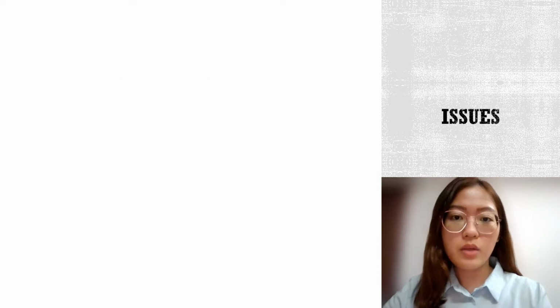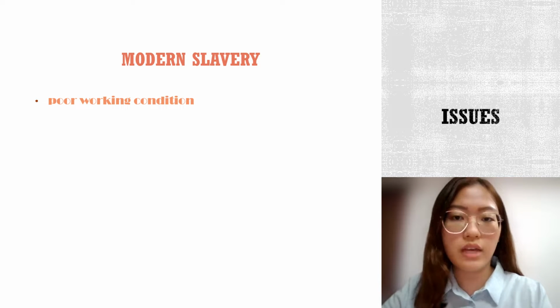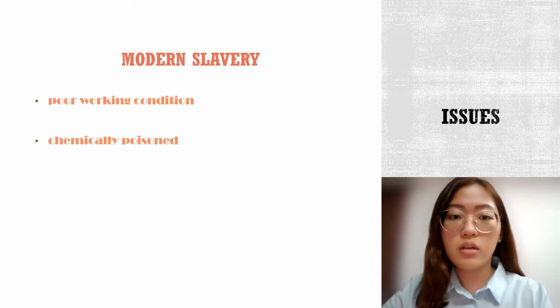In this slide, we are going to talk about the modern slavery issues in Apple Company. The modern slavery issues that happen in Apple included some suppliers having poor working conditions within their organization or factory. This has caused employees to be chemically poisoned, and the sufferers complained that the remuneration granted by the firm for the health harm was insufficient.